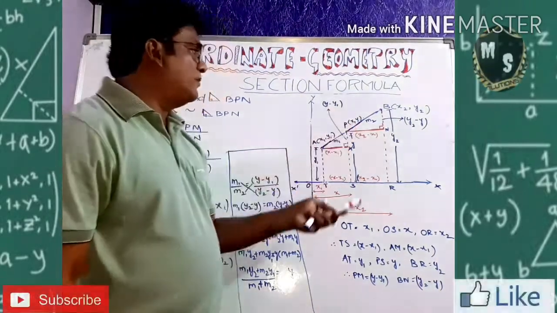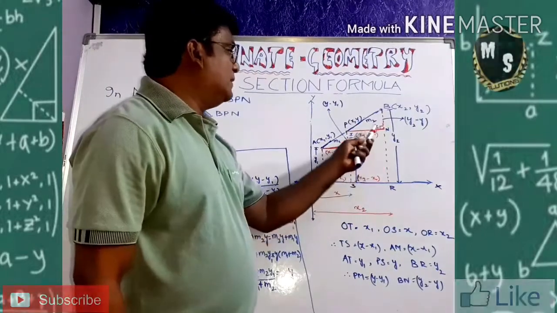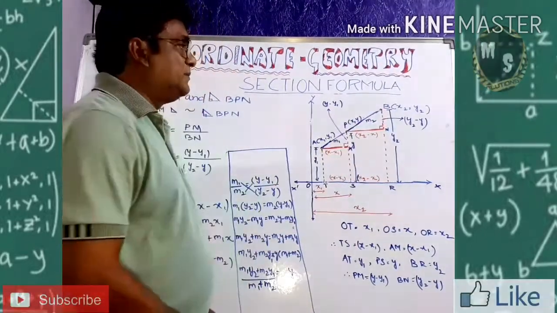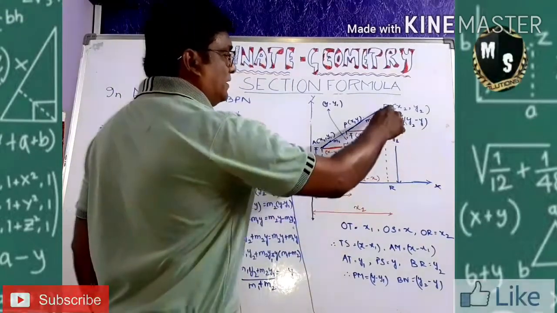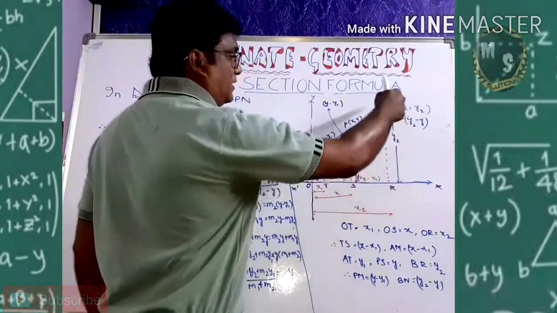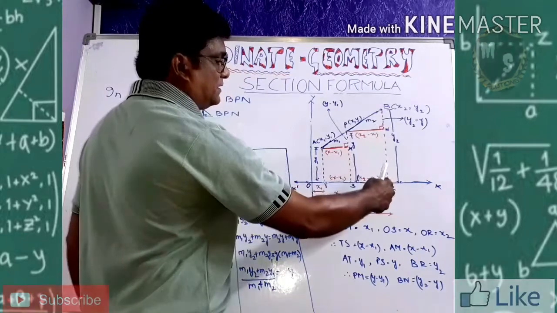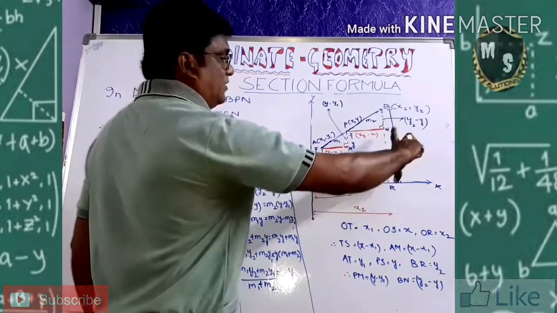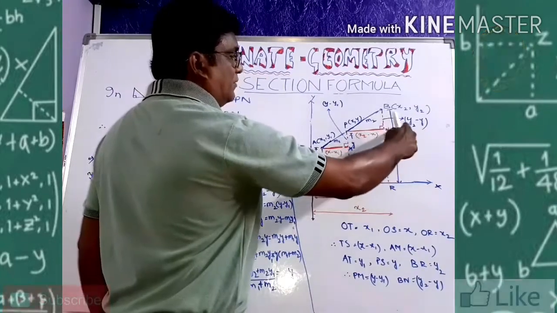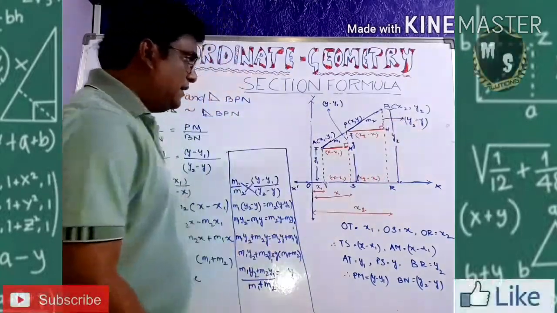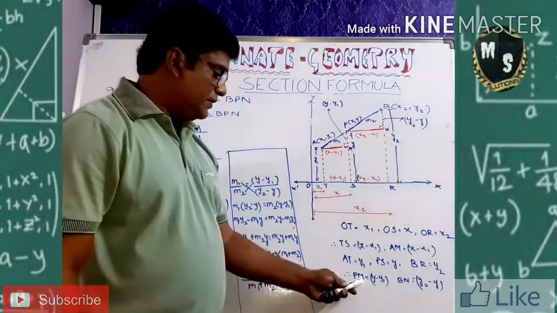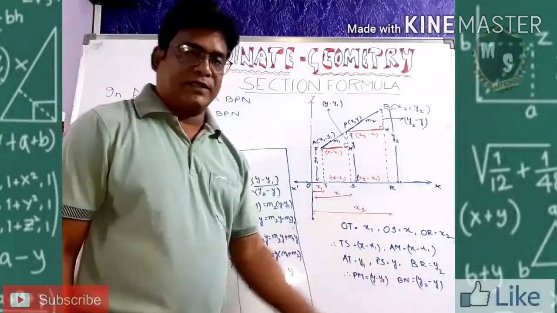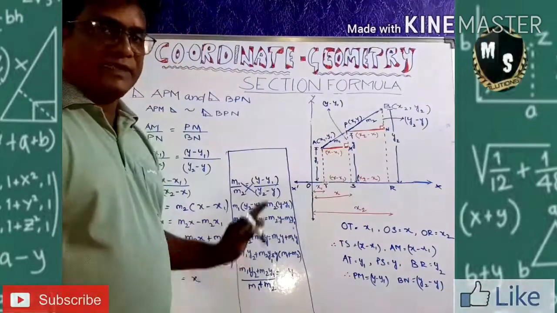Understood? Now come to this one, B to N. Next, what is B to N? Look, the total is y2. The big one is y2. This to this is your y. So this is y2 minus y, and I wrote here y2 minus y. Clear? So I wrote here Pm equal to y minus y1, Bn equal to y2 minus y. I hope you understood this diagram nicely.